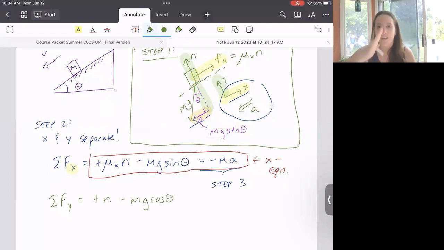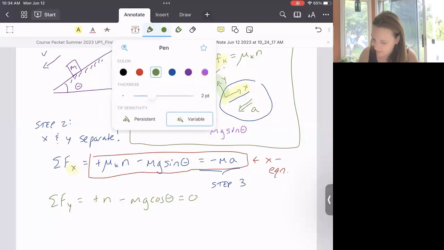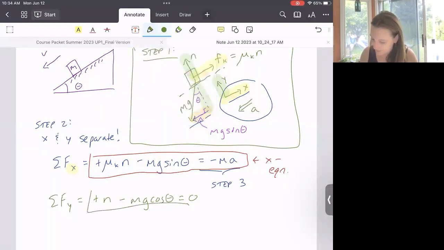I'm not accelerating off the ramp, so that equals 0. I give that a nice box, and this is meant to be red to keep it pretty, but that's my y equation. And so at this point now I get to just solve things.